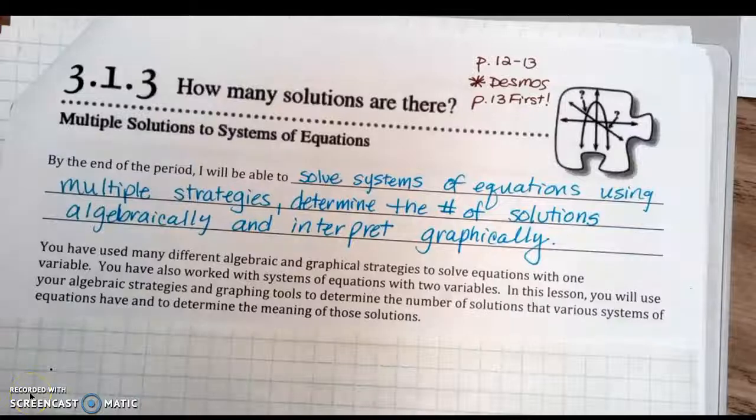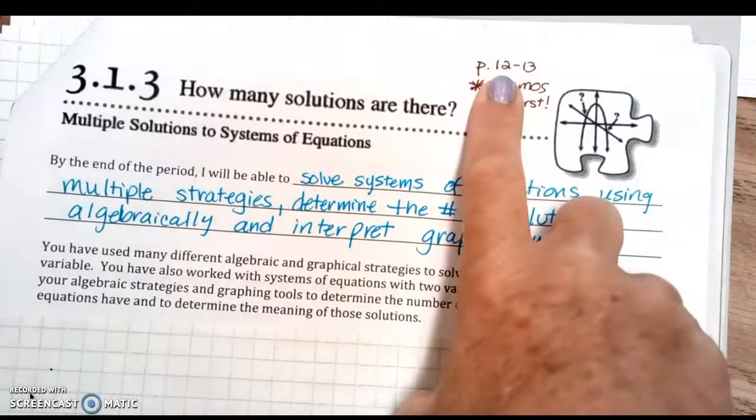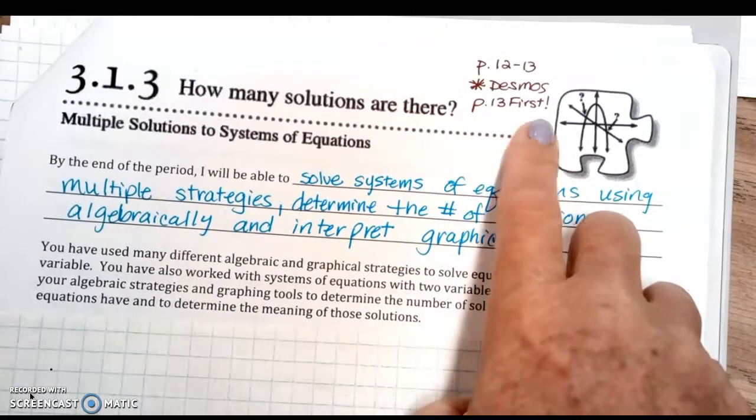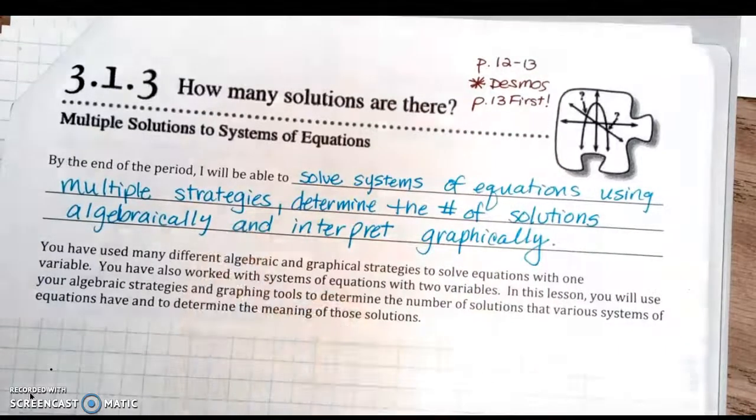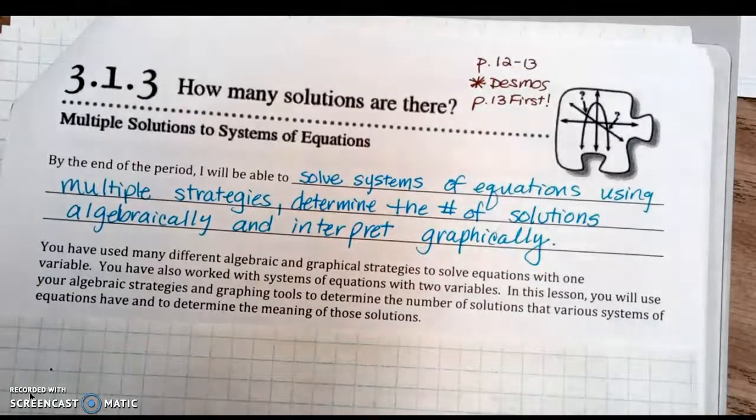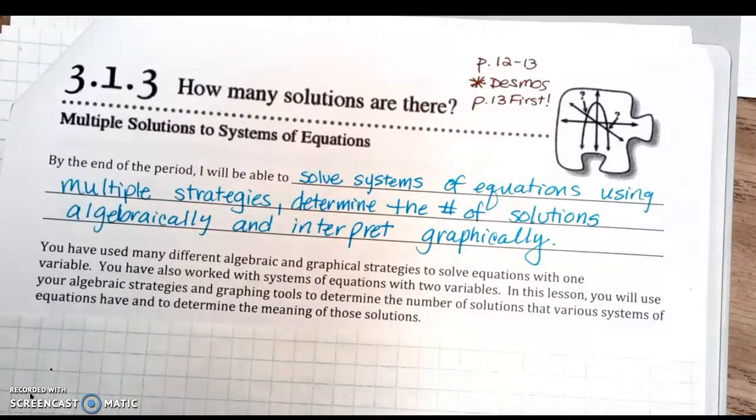Section 3.13 is titled, How Many Solutions Are There? We're going to be working on pages 12 and 13 in your packet. We're going to do page 13 first after we read through the objective. It says, by the end of the lesson, you will be able to solve systems of equations using multiple strategies, determine the number of solutions algebraically, and interpret them graphically.